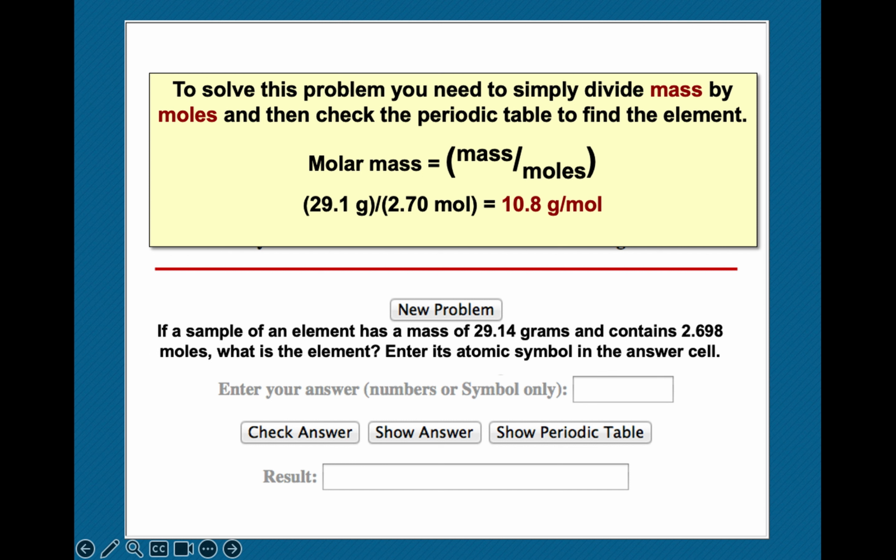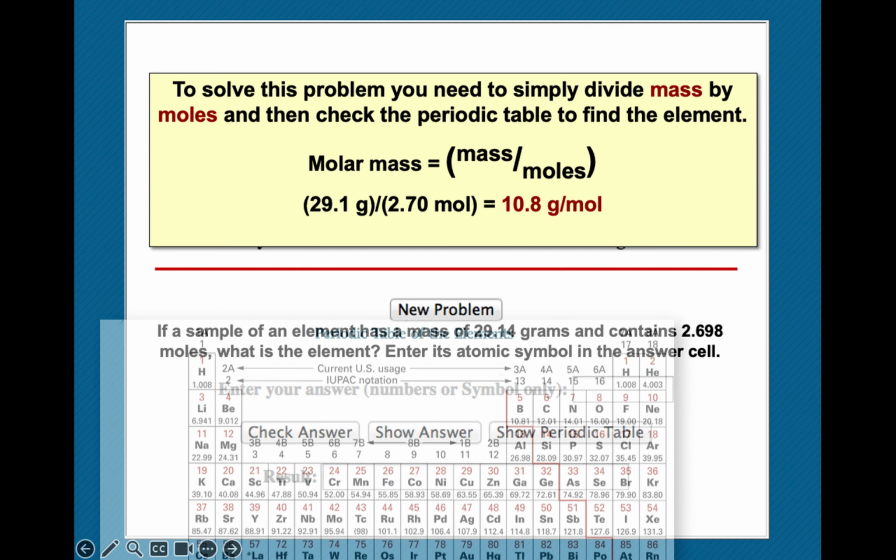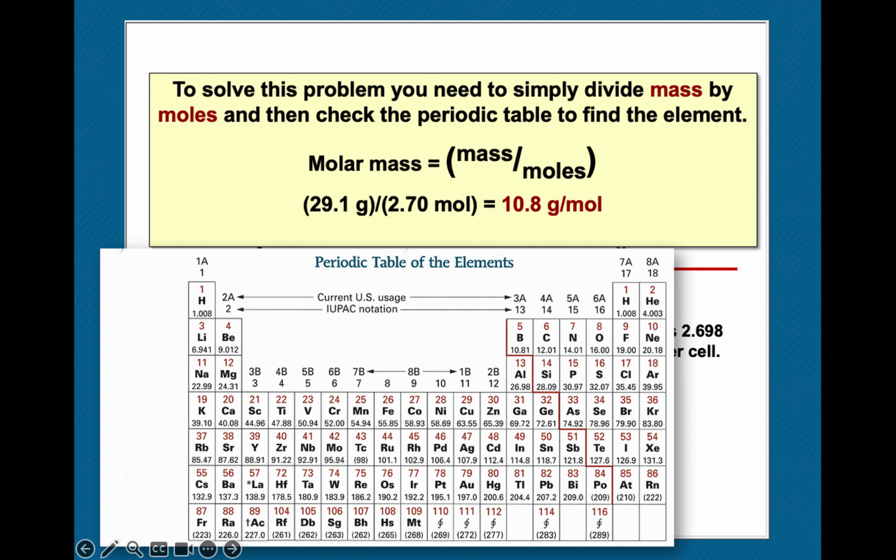Now, on the exam, you will get a periodic table. You may rip it off, take it home as a souvenir, all that stuff. It'll look something like this. What you're looking for is an element with a molar mass of 10.8. Now that's going to be, for an element, the same as the average atomic mass, isn't it?